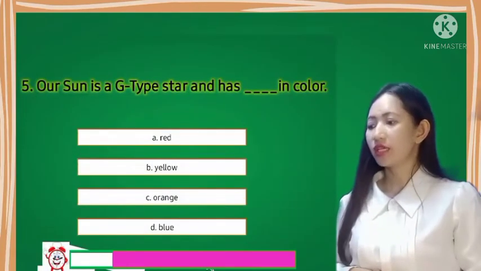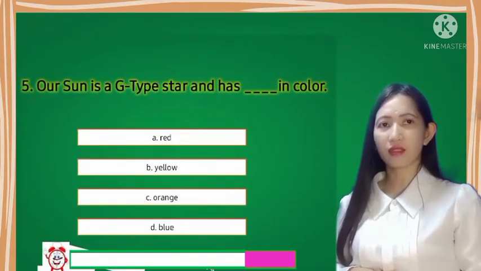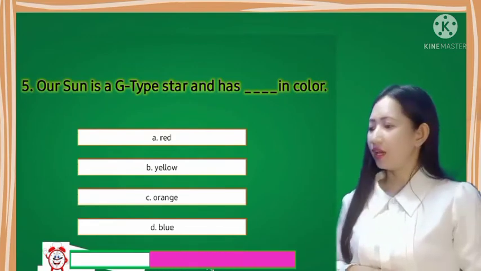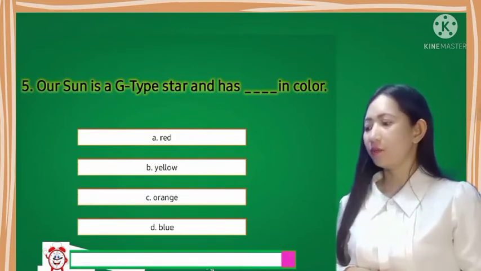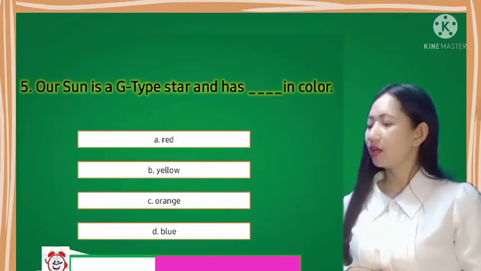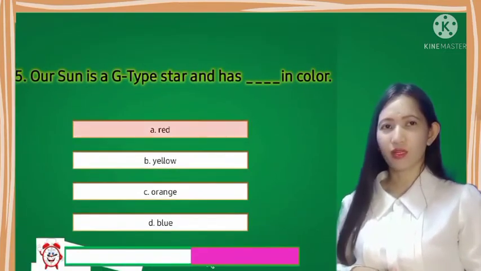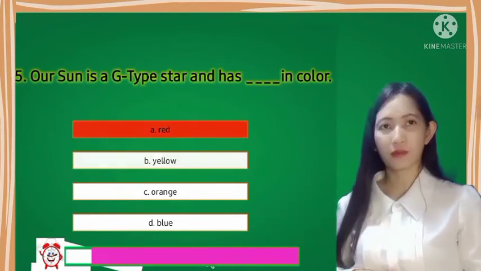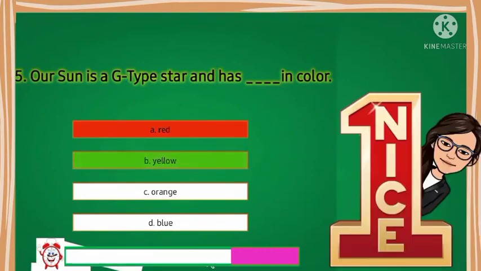Okay, number 5 and last number. Our Sun is a G-type star and has blank in color. A, red. B, yellow. C, orange. And D, blue. Correct answer is B, yellow.